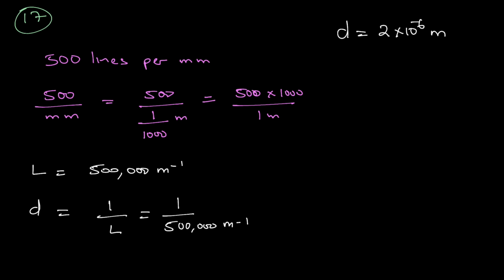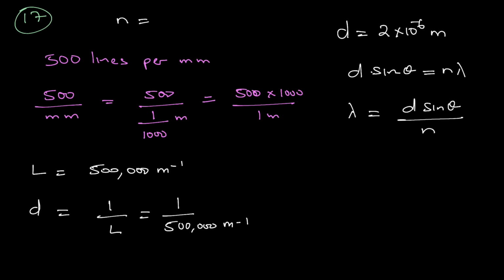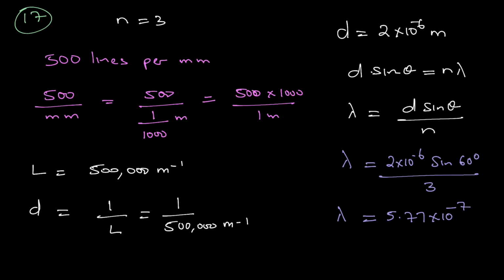So that's d. Once we know d, we can find the wavelength by using the Young's equation, d sine theta equals n lambda. So lambda will be equal to d sine theta over n, and n equals 3. So lambda equals 2 times 10 to the power minus 6 times sine of the angle. We are given the angle as 60 degrees, sine 60 degrees over 3, and therefore lambda will be equal to 5.77 times 10 to the power minus 7 meters, and lambda is 580 nanometers.